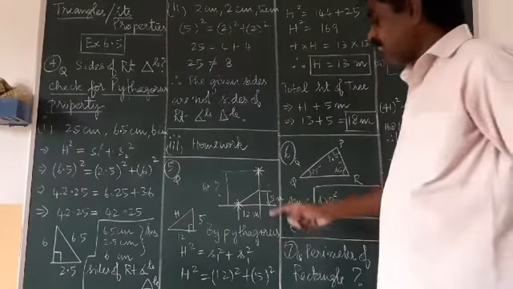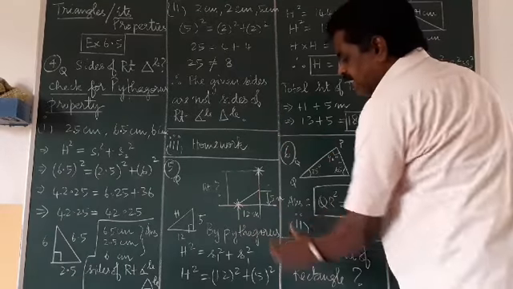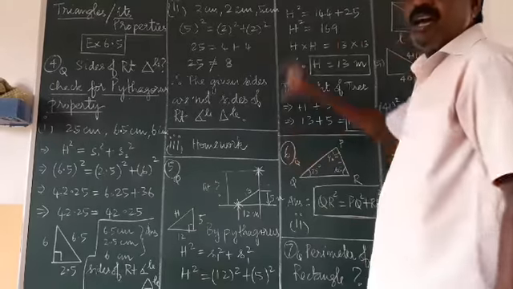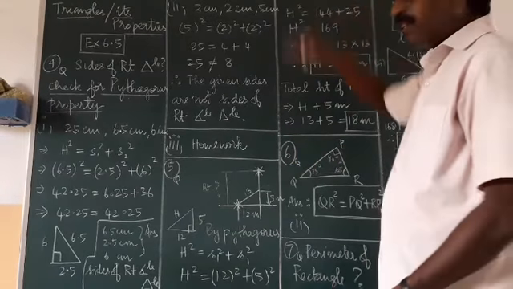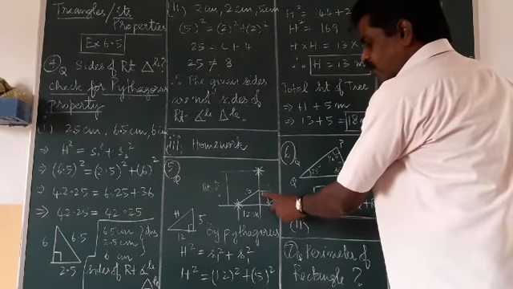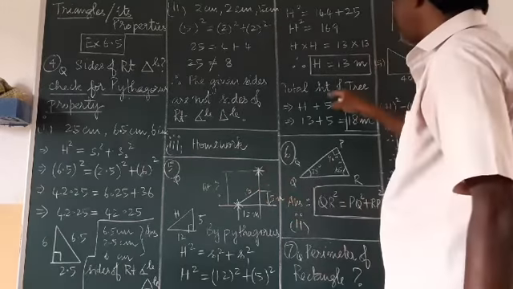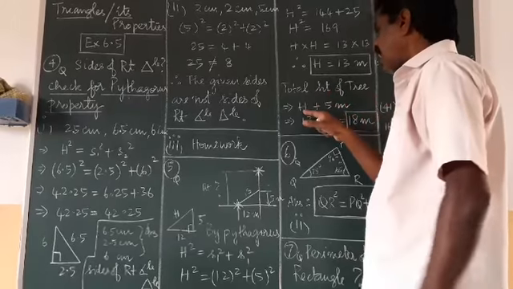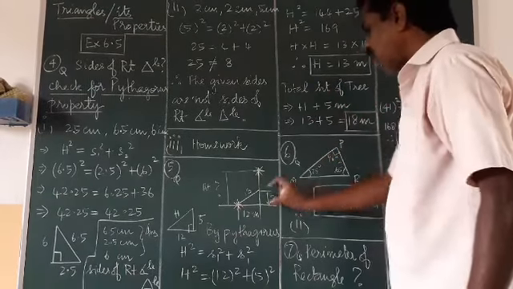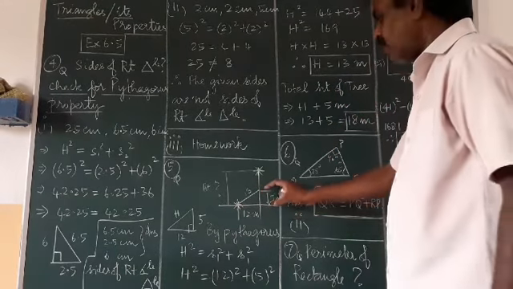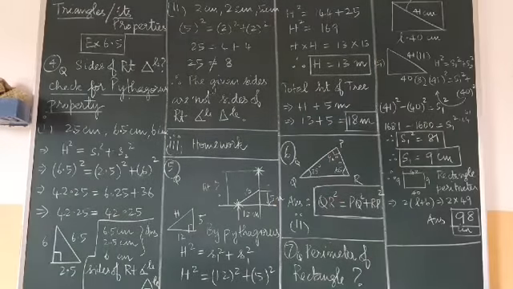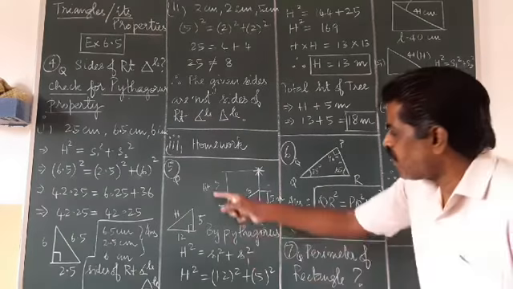They are asking what is the total height. The broken part is 13. What is the full height of the tree? Already 5 is the height of the breaking point, plus 13. So 5 plus 13, 18 meter. The total height of the tree is the length of the hypotenuse plus 5 meter from the ground, because at that point it is broken. So 13 plus 5, 18 meter. Okay, that is the fifth problem.